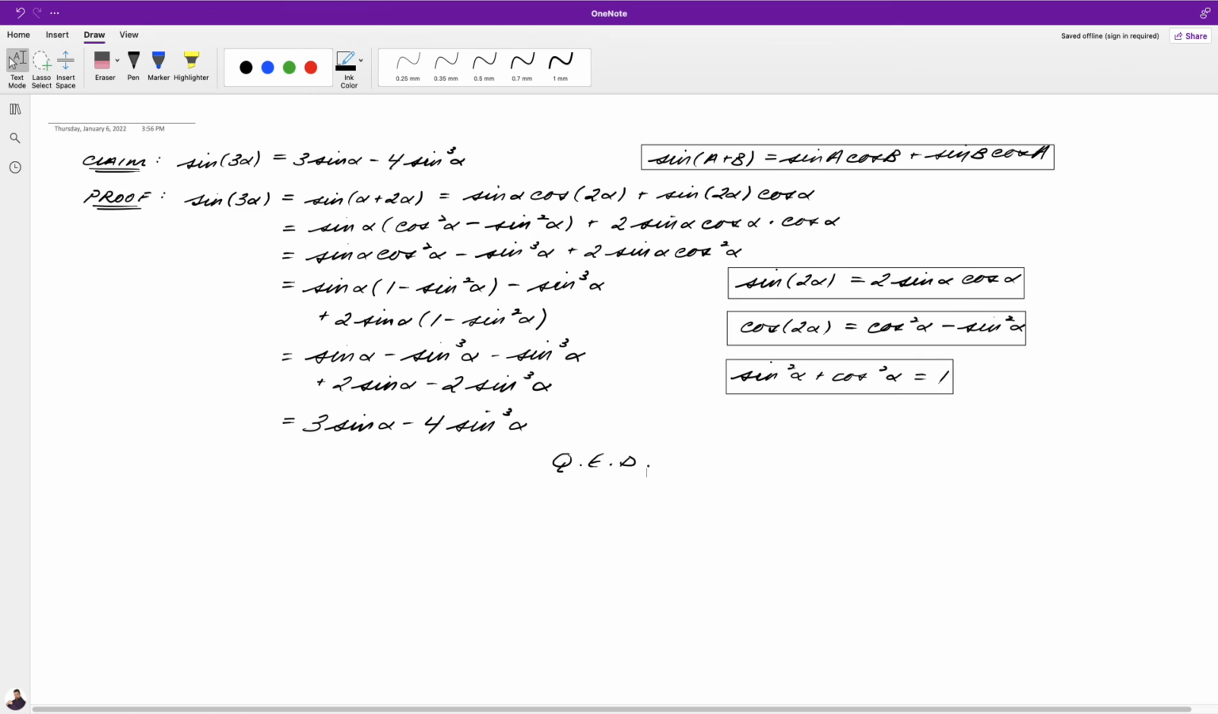Okay. Hopefully that helps. Now you can understand not only how the triple angle identity for sine works, but why it works.